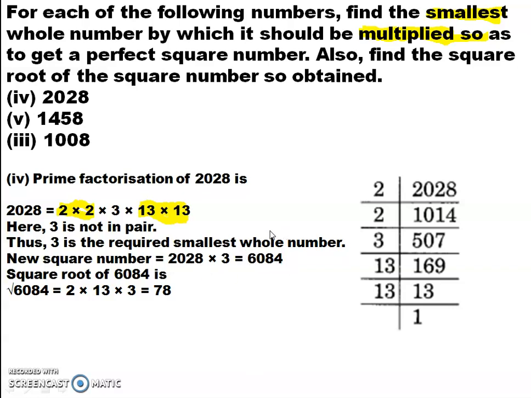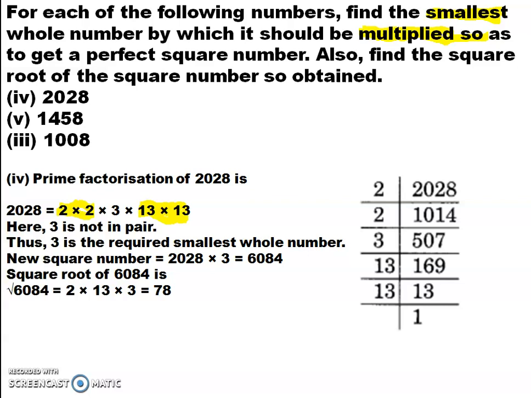It is 6084. How will you find the square root? Do you want to do the prime factorization again? No need, children. Don't sit and do the prime factorization of 6084. What you should do is just multiply. Here, if you multiply it with 3, again you will get a pair for 3. So, 2 into 3 into 13 will be the square root of 6084. Hope you understood this problem.